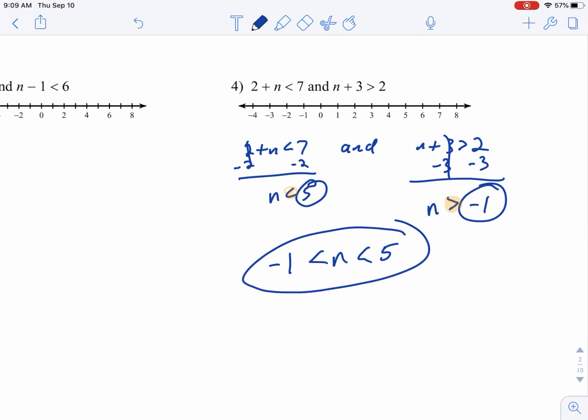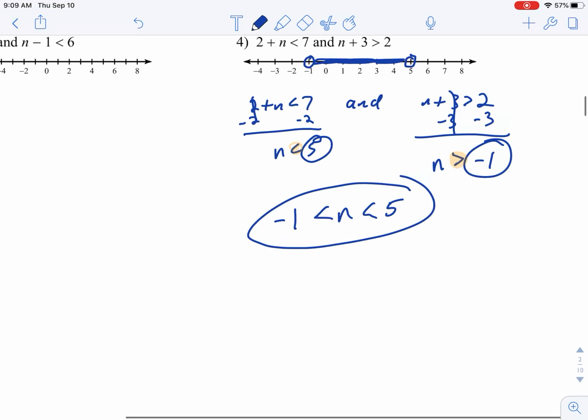To graph it, both negative 1 and positive 5 get circles, no dots, because there's no equal sign. You color in between. To rewrite this in interval notation, negative 1 is on the left, 5 is on the right, parentheses on both ends.